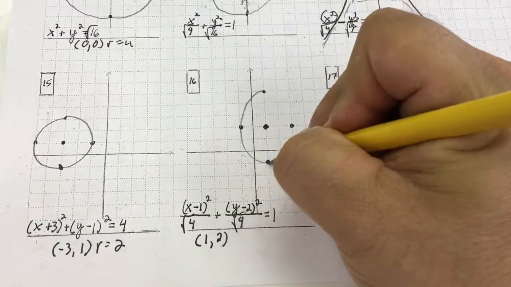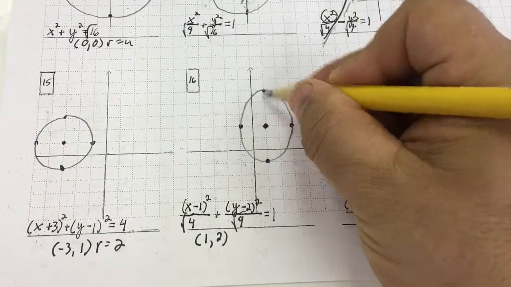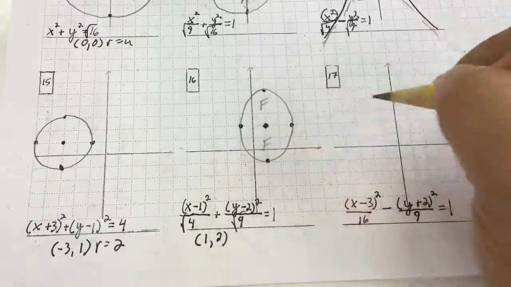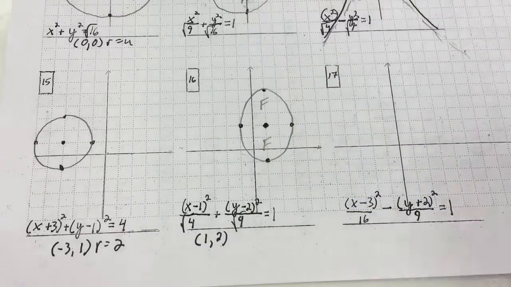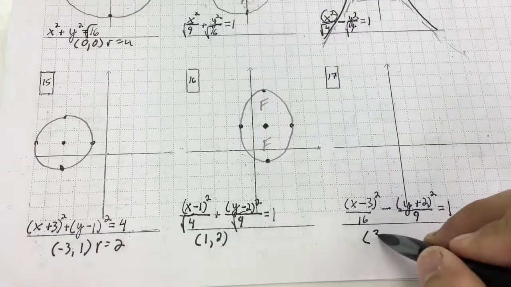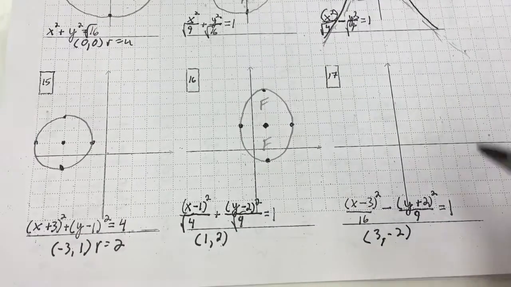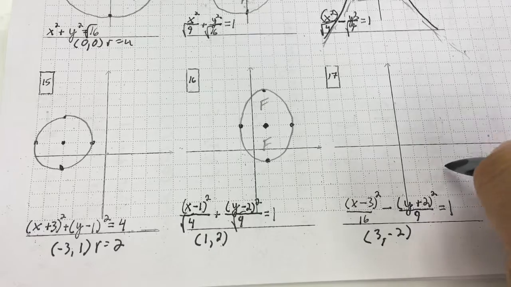I'm going to connect those dots. Don't forget, for this ellipse, there's going to be a foci out there in that area. I didn't label the foci for the other hyperbola, but I will on this one. The center of this hyperbola is going to be 3, negative 2. So I go right 1, 2, 3, and I go down 2.